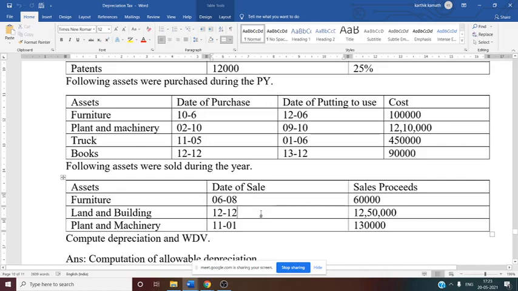Land and building, 12/12, that is December 12, for 12 lakh 50,000. They sold land and building. Plant and machinery, 11/1, that is January 1 of the previous year. They sold plant and machinery for 1,30,000.